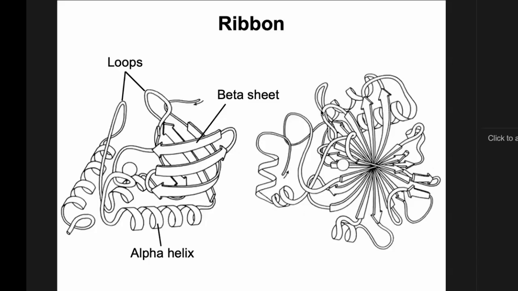On the right, here's another protein that has a couple of alpha helices. It has this very strange beta sheet where the whole beta sheet is kind of twisted. It's almost like if you took a piece of paper and kind of twisted it.